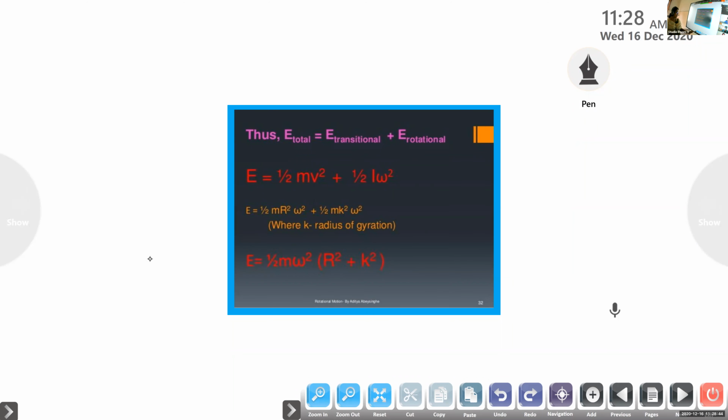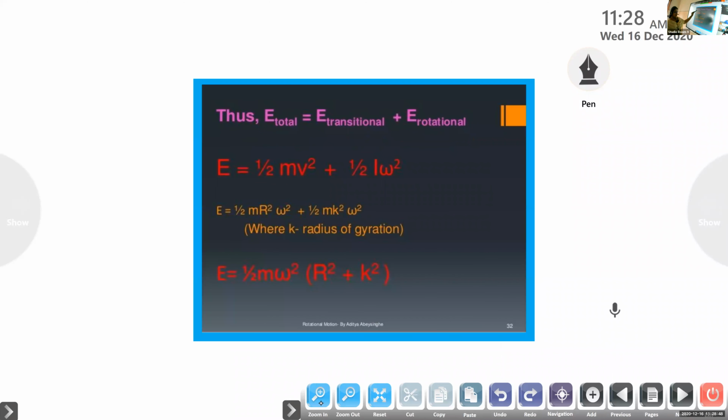So this you can write it down. Thus, you are coming to a conclusion. Total rolling motion is equal to translational motion plus rotational motion. And in linear motion, what is translational energy?